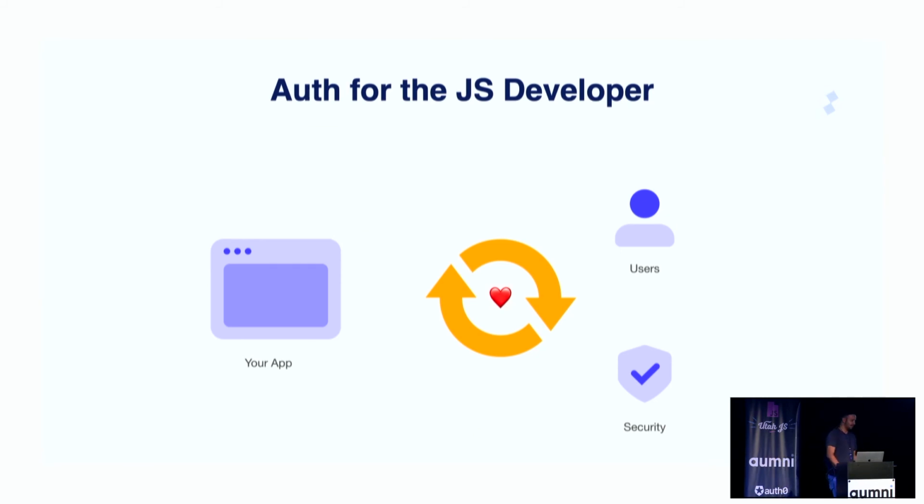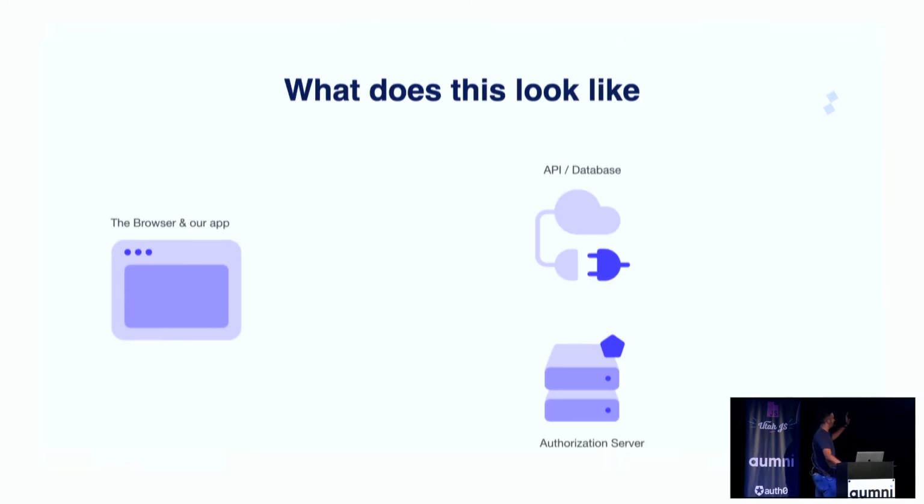So you have an application, it loads in the browser, you have your users, and you just want everything to work security-wise. So you're going to have a browser, you're going to have some type of API, then you also need some type of authorization server, whether that's all on the same server, your API and database, or whatever, but you do need to have some type of differentiation there.